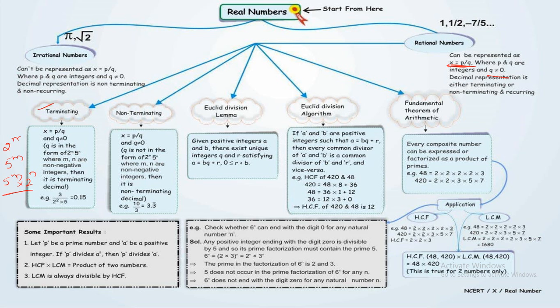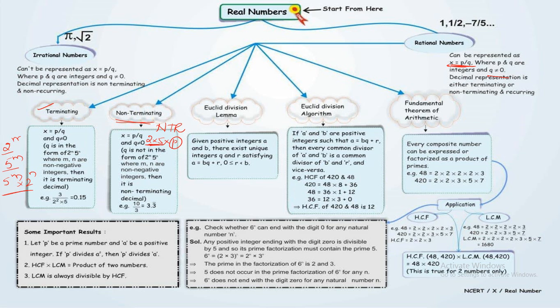Other than 2 and 5, if you have any other prime number in the denominator, then we say it is a non-terminating recurring decimal. We can simply remember it as NTR. So other than 2 and 5, if we have any other prime number, then clearly we can say that it is a non-terminating recurring decimal. Here it is not mandatory that 2 and 5 should be present, right?